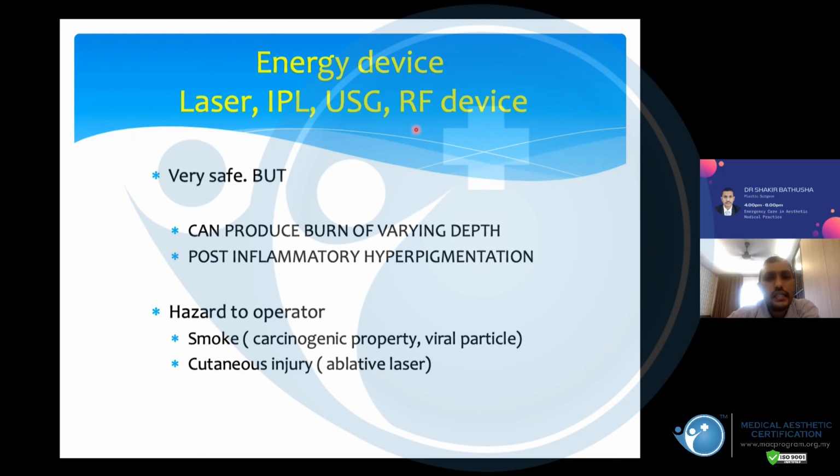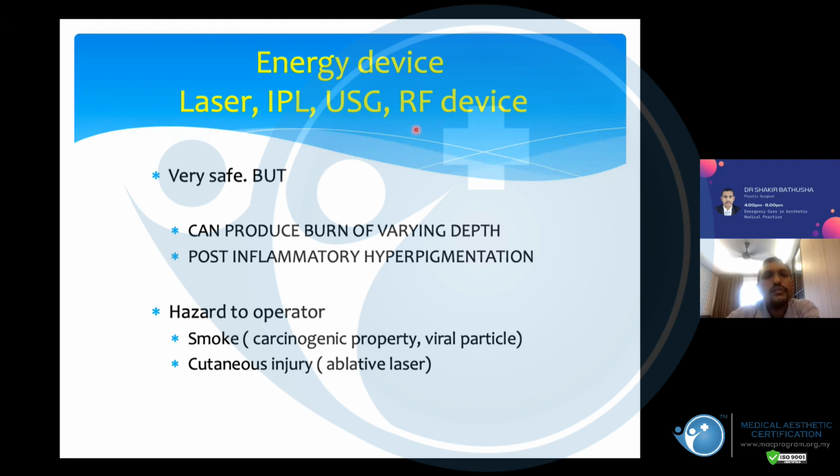Since these energy devices release a high amount of heat, it induces some form of tissue injury to restart again the wound healing process. So if it is not used according to the calibration and the recommendation of the provider, you can produce burns of varying depth. And patients can present with post-inflammatory hyperpigmentation as a result of the usage of these energy devices.